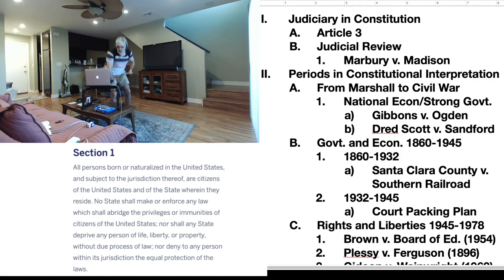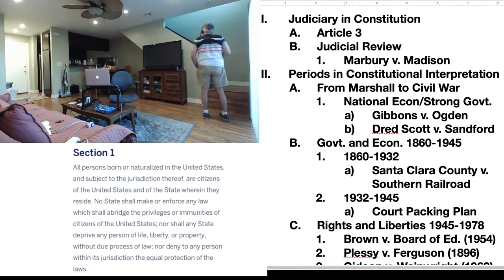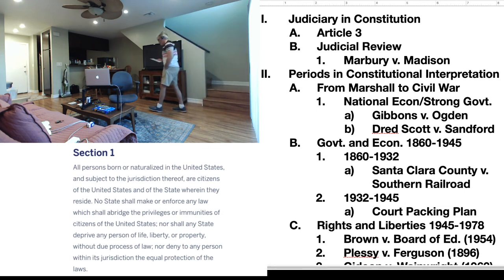Okay, so as you can see, this is section one below the video of the 14th Amendment. And there are two clauses in there that are very relevant that the Supreme Court used to extend protection to corporations. One of them is the Due Process Clause, which says, nor shall any state deny any person of life, liberty, and property without due process of law.